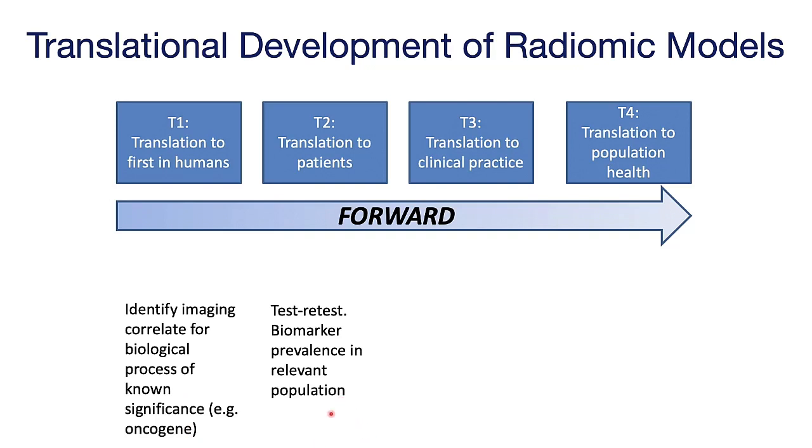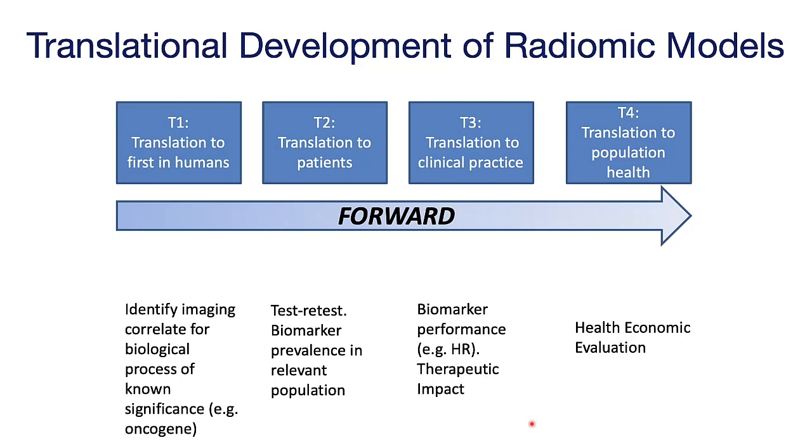We would then do retest measurements and measurements of biomarker prevalence in the relevant population. We would then do measurements of biomarker performance, such as hazard ratio and therapeutic impact in a clinical population. And then we could do health economic evaluations to translate that into a population and societal benefit. But with PET-based radiomics, we have the potential to look at this translation pathway in a new way and start at number 3, where we're using them in clinical practice, or I should say discovering them in clinical practice.